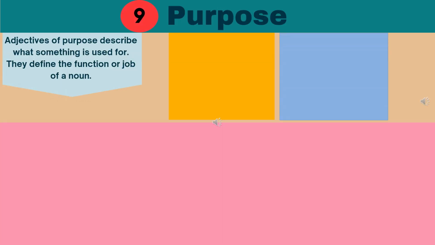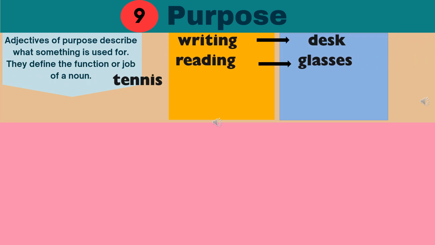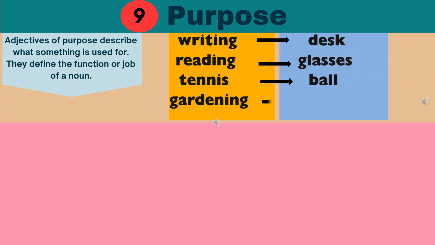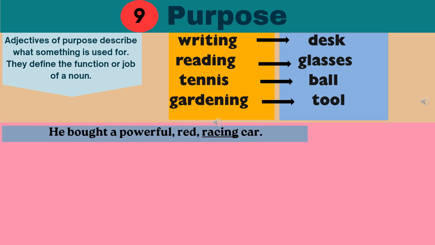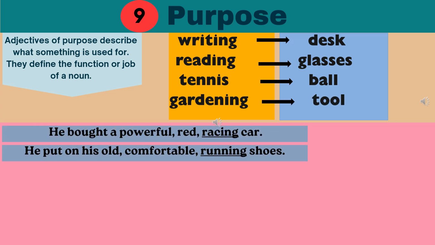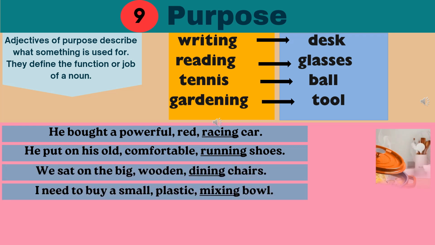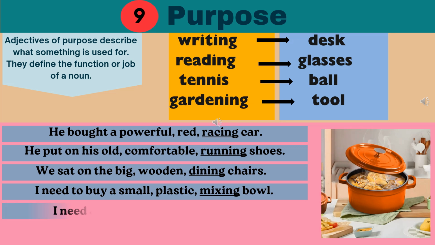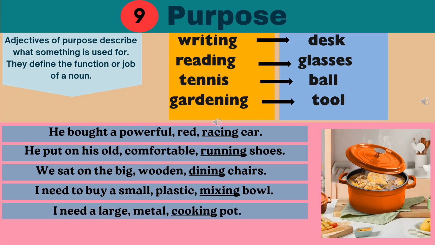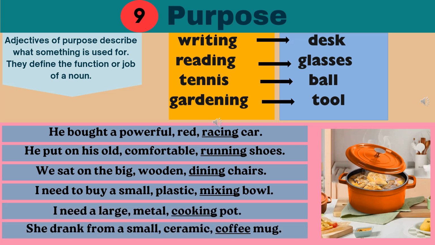Finally, purpose adjectives. They describe what something is used for. They answer, what is its job? These words often end in ing or are nouns that describe a function. Look at the examples: racing car, a car for racing, running shoes, shoes for running, dining chairs, chairs for dining, mixing bowl, a bowl for mixing, coffee mug, a mug for coffee. Purpose is always last, coming right before the noun itself.